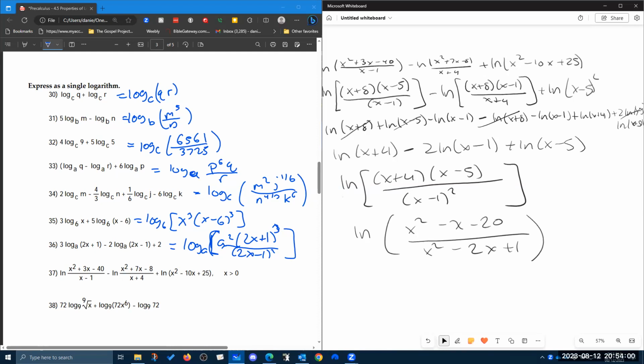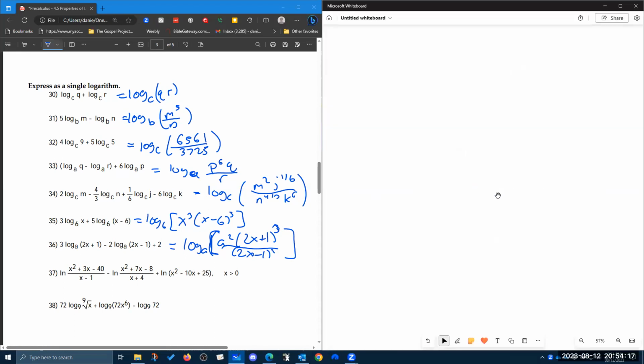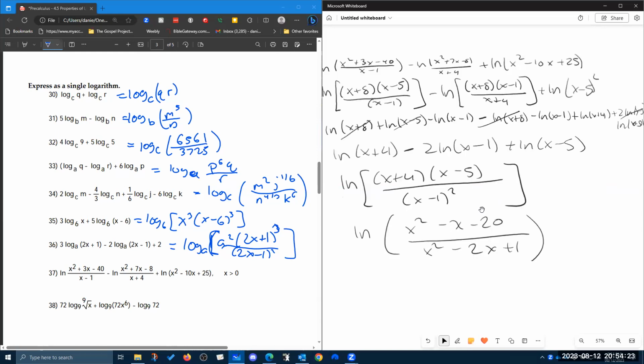There we go. It's probably one of the harder problems in this set of exercises. Could you have done it where you just did it with multiplication, division, and then factored and did your cancellation? Absolutely. You can do that. If that is what you prefer, you absolutely can do it that way. Let me go back and write down my answer. Then of x squared minus x minus 20 over x squared minus 2x plus 1. There we go.